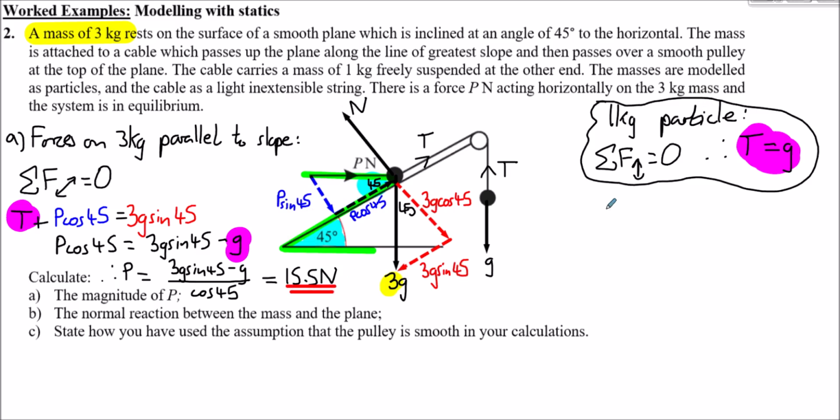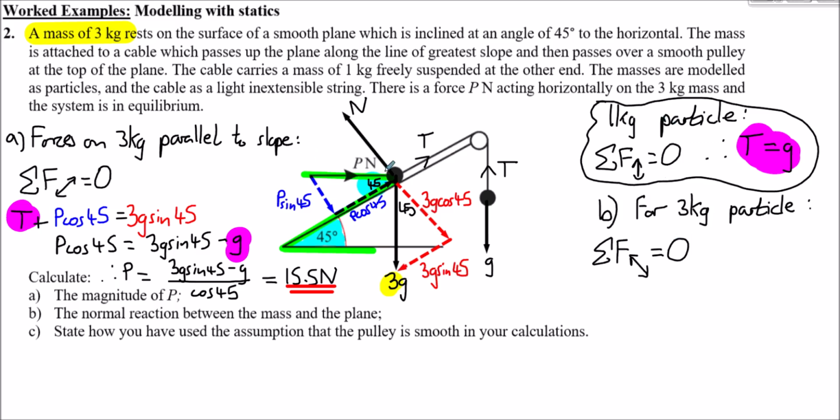Now think about part B. The normal reaction between the mass and the plane. So again, because the system's in equilibrium, for the 3 kilogram particle again, we can say that the sum of the forces in any given direction will be equal to 0. This time we can consider forces acting perpendicular to the plane, going diagonally up and left, and going diagonally down and to the right. So the sum of the forces in this direction will equal 0. Or we can think about them as being balanced.